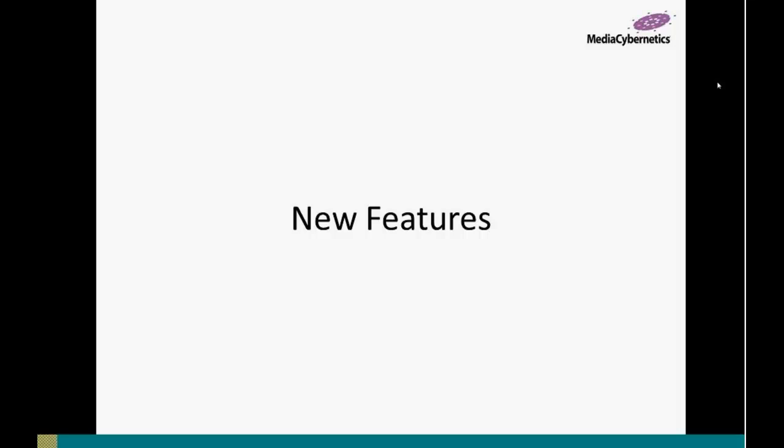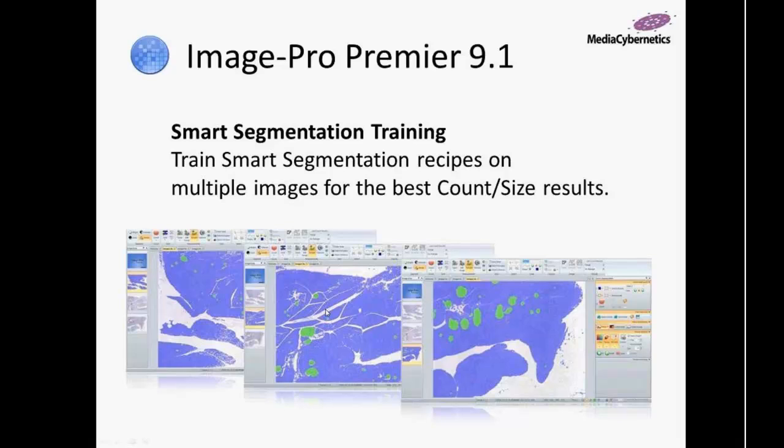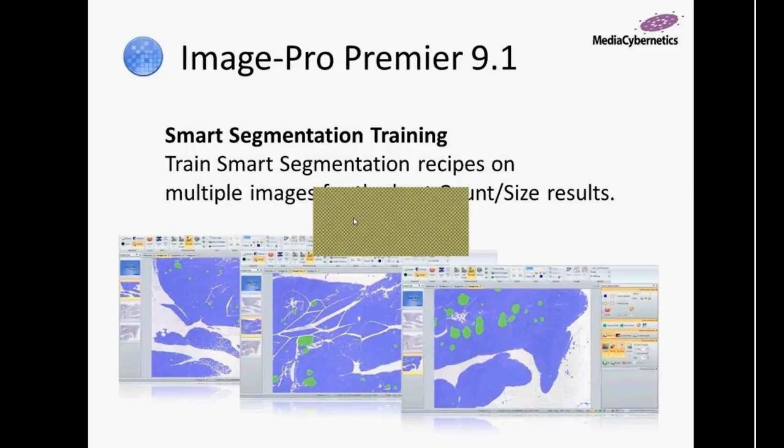Okay, thank you, Nick. As Nick mentioned, there's quite a number of new features that we've added to Premiere 9.1. Let me hit on one of the most important ones, smart segmentation. If you're a current user of ImagePro Premiere, you may have used this feature for segmentation. This is actually a very advanced segmentation feature, but it makes it really easy to segment a wide variety of samples by using smart segmentation or pixel classification. And what we've added are two new features. And I'll go into ImagePro Premiere to show you.